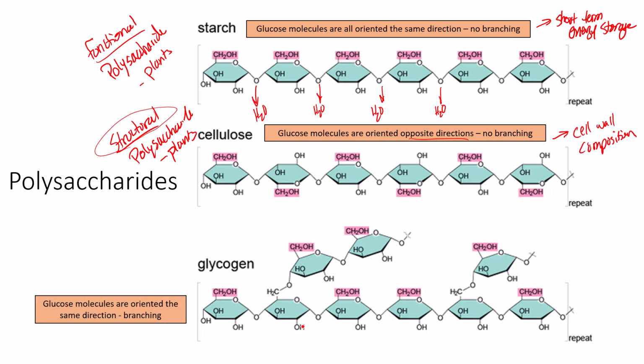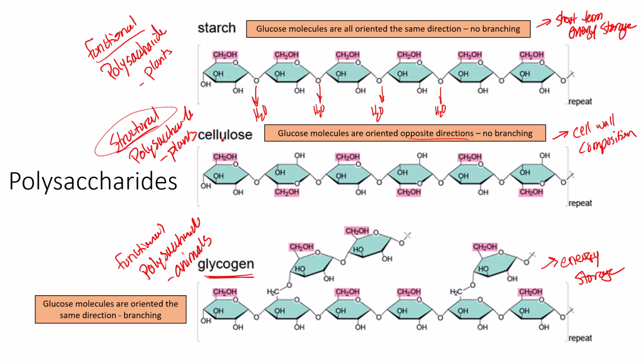And then we get into glycogen. Glycogen is all glucose molecules that are oriented in the same direction. However, there is going to be branching that is made possible. So you will see that all of these CH2OH side chains are all going to be oriented up in this particular conformation. However, there are branches that come off, and glycogen is going to be the functional polysaccharide found in animals. Again, functional because it is going to be short-term energy storage. Okay? This is how we, as an animal, store our energy short-term in the form of glycogen.